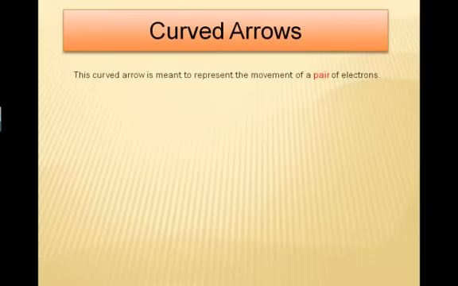Now, before we really get into reaction mechanisms, I want to be sure that you understand the curved arrow notation that organic chemists use. A curved arrow is meant to represent the movement of electrons, and this particular curved arrow is meant to represent the movement of a pair of electrons. If at the end of the arrow, or at the head of the arrow, we have a double barb or two barbs, you'll probably understand that a little bit better on the next slide. That means we're moving a pair of electrons around.